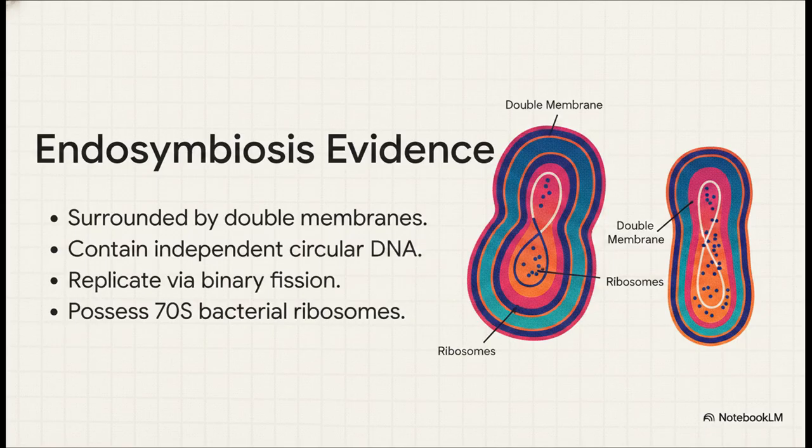Our mitochondria are surrounded by double membranes, they contain their own independent circular DNA, they replicate by binary fission, and they even possess 70S bacterial-style ribosomes. Because they retain these independent characteristics, mitochondrial dysfunction acts completely differently from nuclear defects. They link directly to specific inherited diseases, usually passed down only from the mother, and it's also why certain antibiotics targeting bacterial ribosomes can occasionally cause unintended mitochondrial toxicity in our patients.